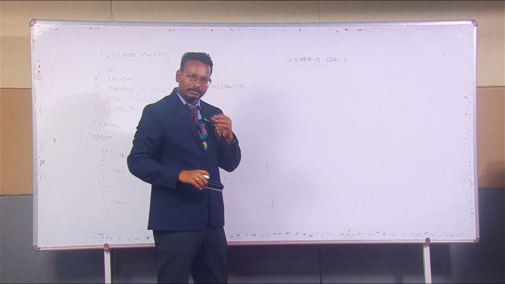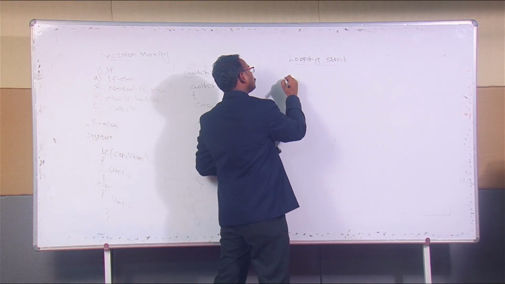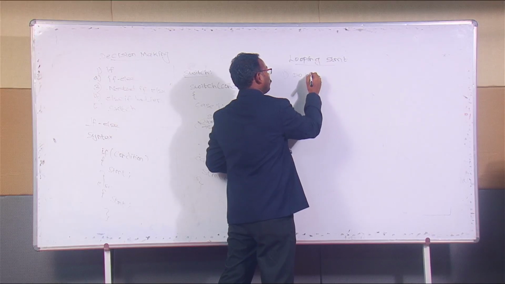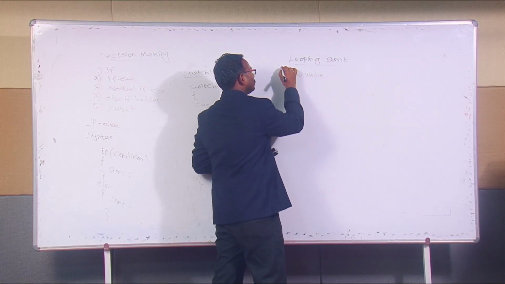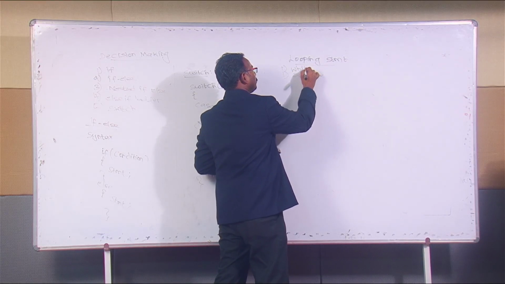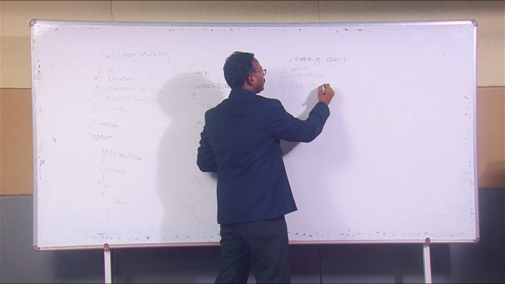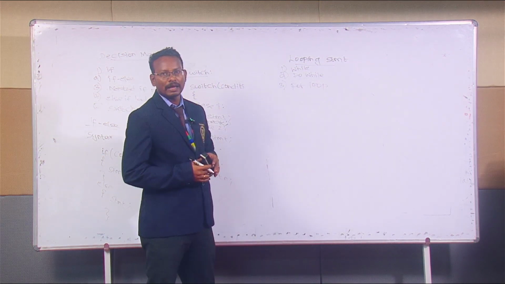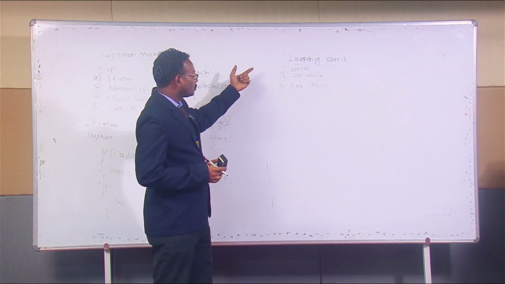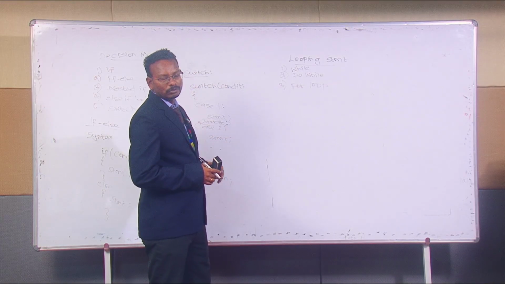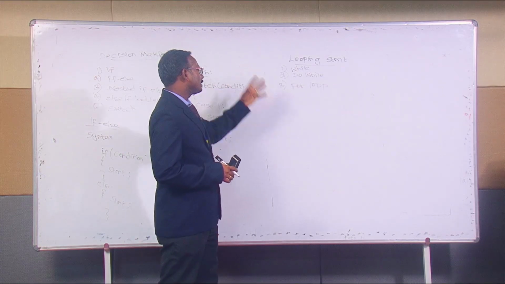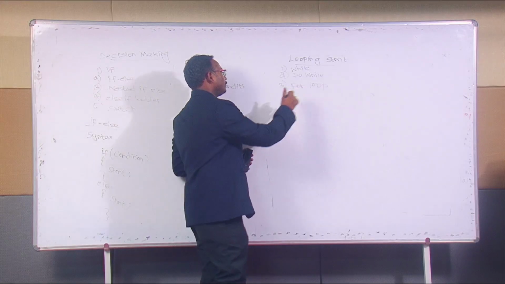In C, there are mainly three looping statements we use. One is while, the second one is do while, and the third one is the for loop. These are the three different looping statements. What is the use and syntax of while?